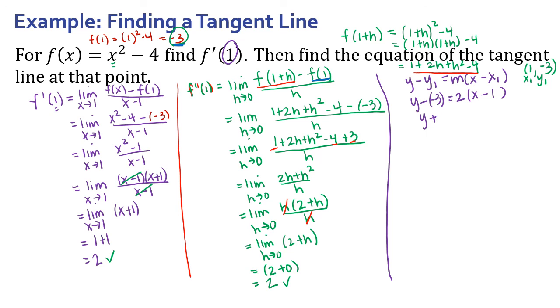So this becomes y minus a negative 3 equals 2 times x minus 1. So I get y plus 3 equals 2 times x minus 1. So y plus 3 equals 2x minus 2. y equals 2x minus 5. So the equation of the tangent line at x equals 1 is y equals 2x minus 5.